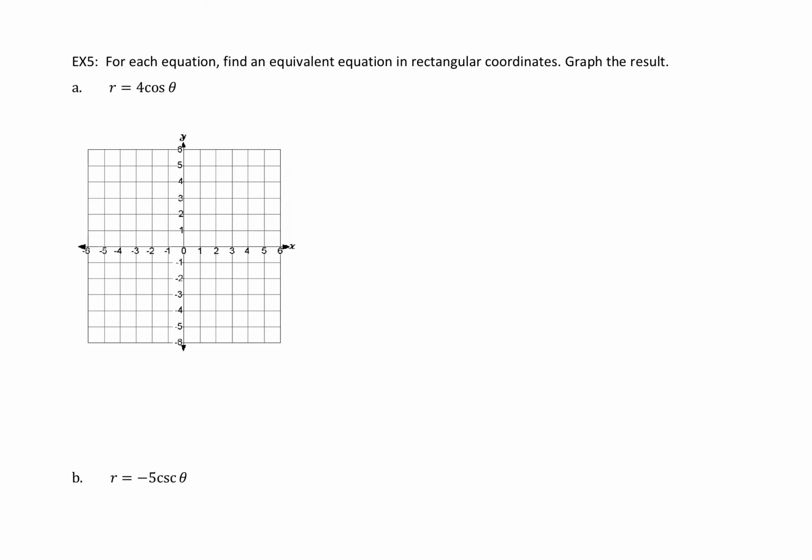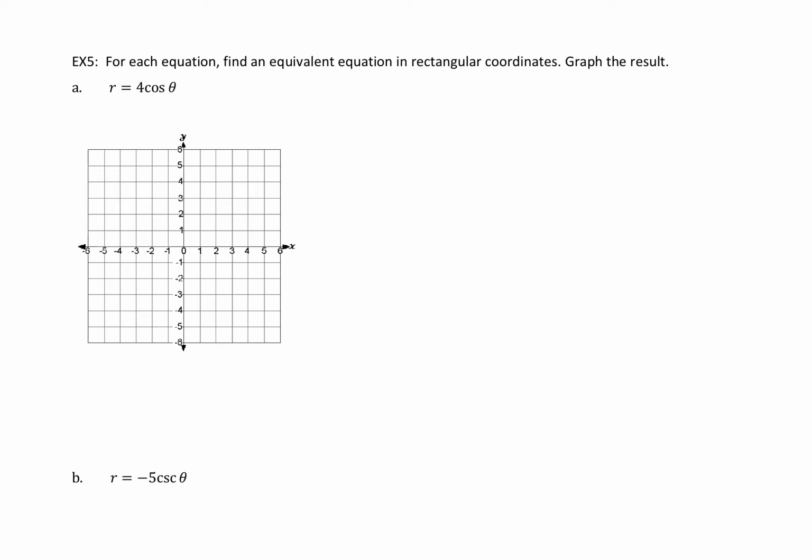So in example 5, we're going to go from a polar equation to a rectangular equation. Usually when we go from polar equation to rectangular xy equations, it can be a little bit tricky. You might have to play around with the equation. So for example, in A, we have r equal to 4 times cosine of theta. Now, if I had an r squared instead of an r, I could replace it with an x squared plus y squared. Also, if I had r times cosine, I could replace that with an x.